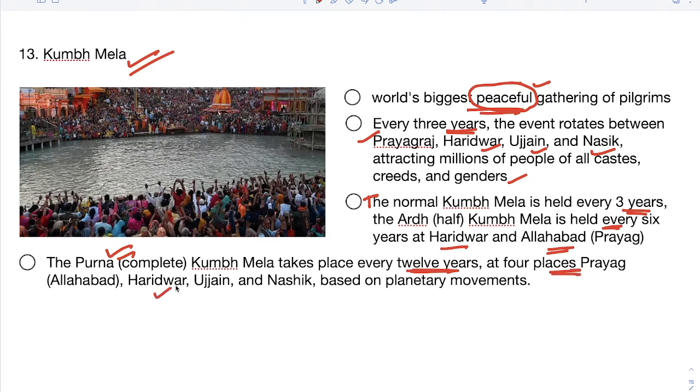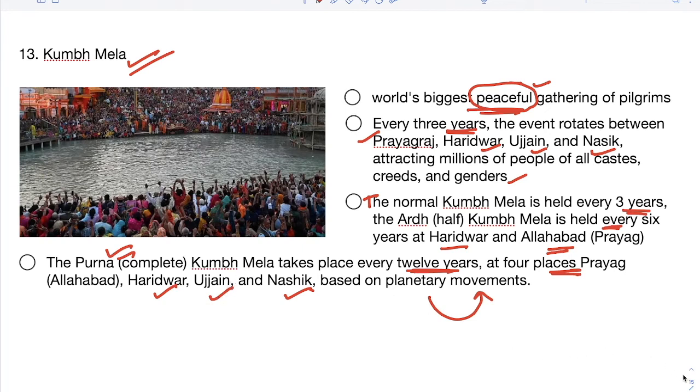Prayag, Haridwar, Ujjain and Nashik based on the planetary movements. This gathering took place based on the planetary movements. Okay, they will decide at which place the Mela should be organized. Okay, and what are those places? Prayag, that is in Allahabad, and Haridwar, Ujjain and Nashik. These are the 4 places you have to remember.